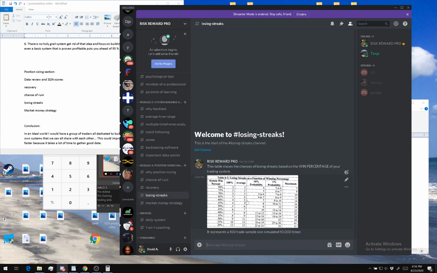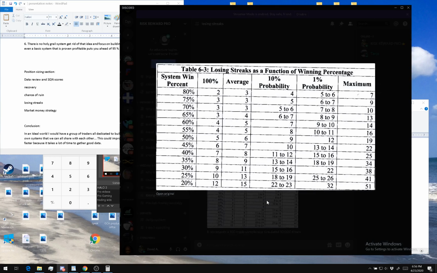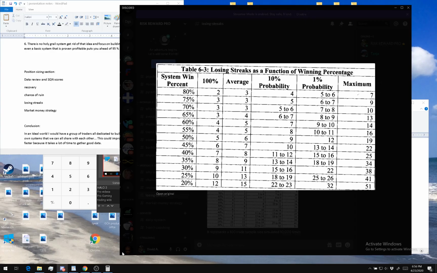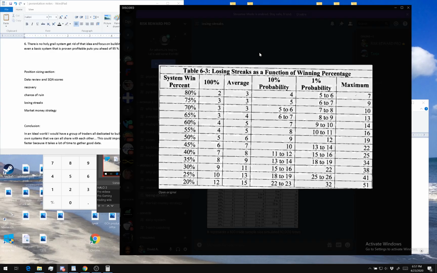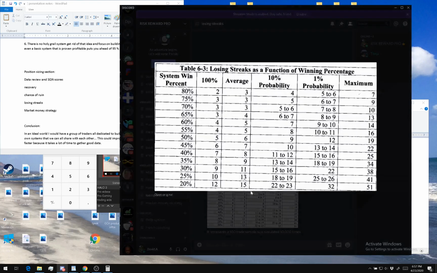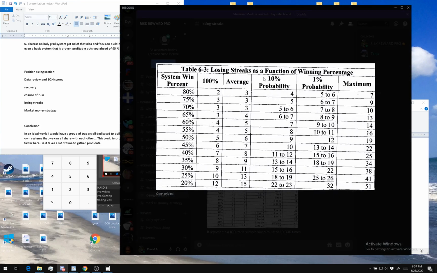One other chart. This is your system win percentage. On this system, we had 80% win percentage. All of these charts, this one and this one, the chance of ruin we just looked at, and this losing streak chart, are based on a 100 trade sample size, done tens of thousands of times. They plugged it in over tens of thousands of times to get these numbers, so they're pretty accurate.